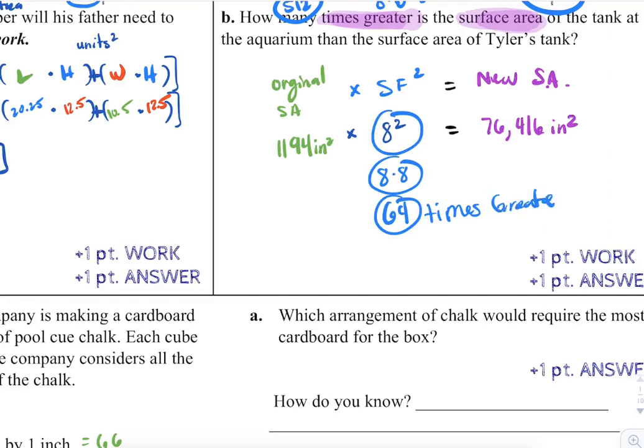Okay, I'm looking for these three things. It is that much times larger. Okay, again, if you came up with just this part, that's 1 point.